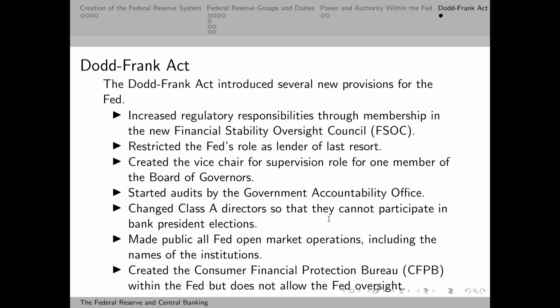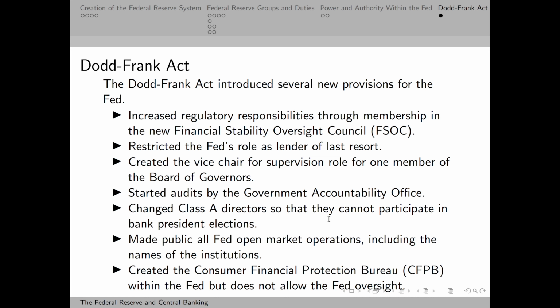And now, finally, we're going to talk a little bit more about the modern construction of the Fed, specifically through the Dodd-Frank Act. And the Dodd-Frank Act, if you remember from last chapter, was introduced to try and rein in some of the critiques that Congress had on the dealings and proceedings of the 2007 financial crisis. And it introduced several new positions in the Fed. So first, it increased regulatory responsibilities through a mandatory membership of the new Financial Stability Oversight Council. It also restricted the Fed's role as lender of last resort.